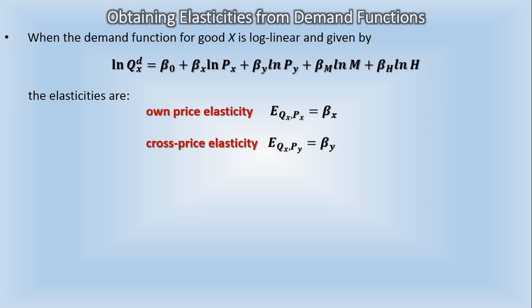The cross price elasticity of demand is just the coefficient on the log of the price of y. So beta y is the cross price elasticity of demand. And the income elasticity of demand is just the coefficient on the log of income.